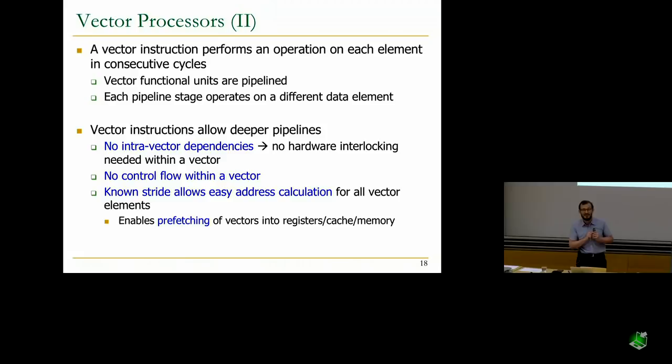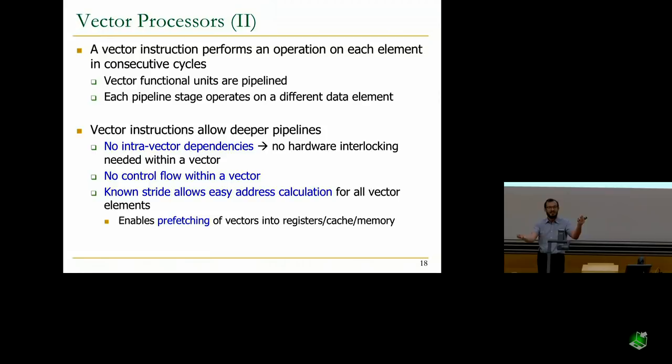Right. And the known strides, the fact that you know the stride because the layout of the data is nice, like we've seen earlier, allows easy address calculation for all vector elements. Just like I showed you, right? You basically take the base address plus the stride, compute the next address, and then you take the next address plus the stride, next address plus the stride, dot, dot, dot. As long as the elements are separated with a constant stride, you don't have a problem.